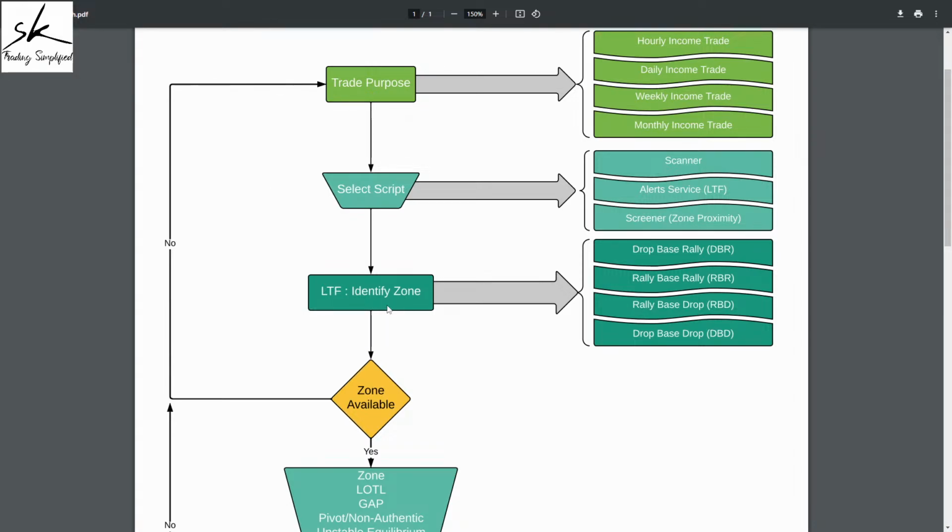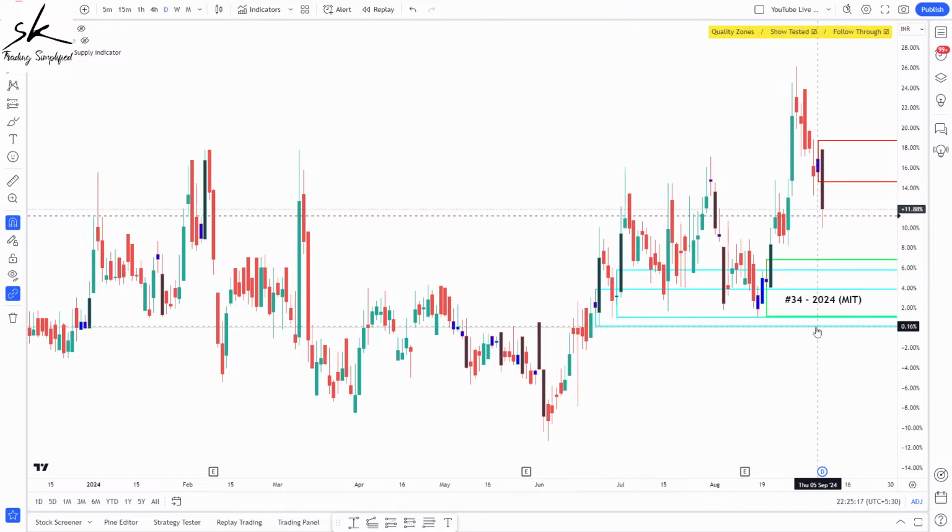identify zones. So if I go to the chart, you can see I now have the demand supply zone indicator applied. So I don't have to analyze and identify the zones manually. The indicator is doing it automatically for me. But when you started learning the demand supply methodology, we talked about a process which is a boring and exciting technique.